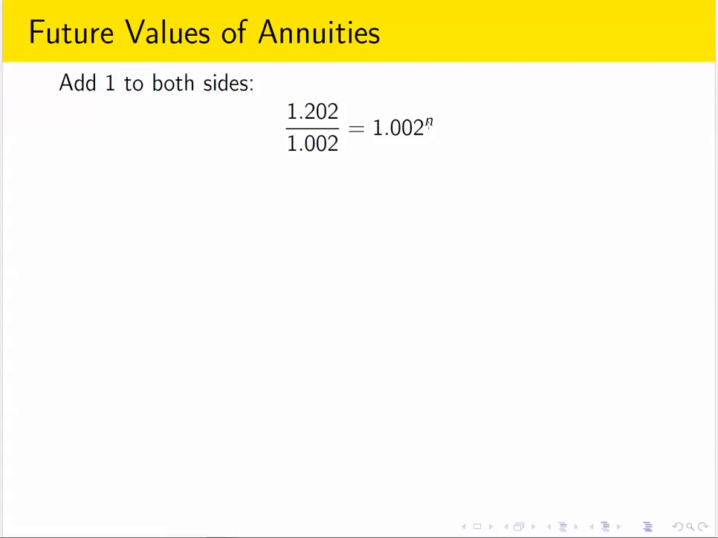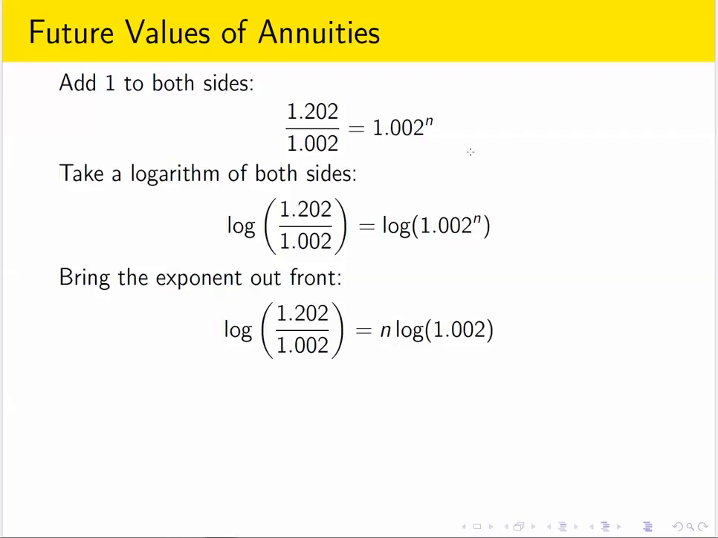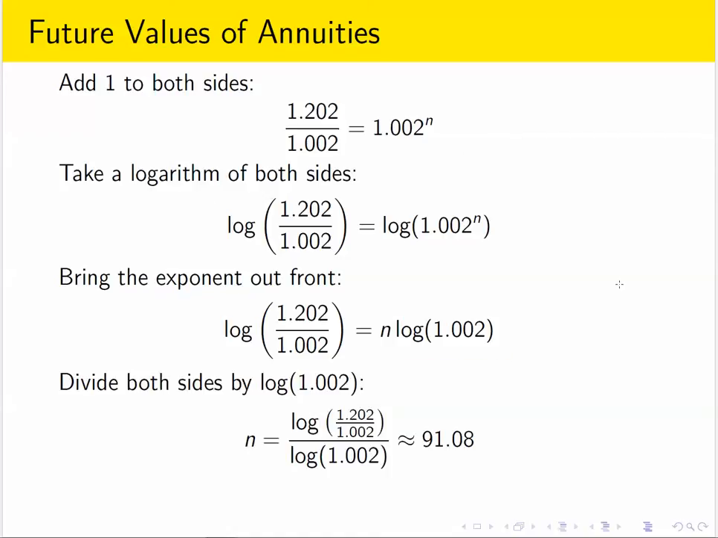I'm finally ready to isolate n using logarithms. So I'll take a logarithm of both sides and bring the exponent out front. And then I can isolate the exponent n if I divide both sides by log of 1.002. Type that all into a calculator carefully, and you get approximately 91, a little bit over 91.